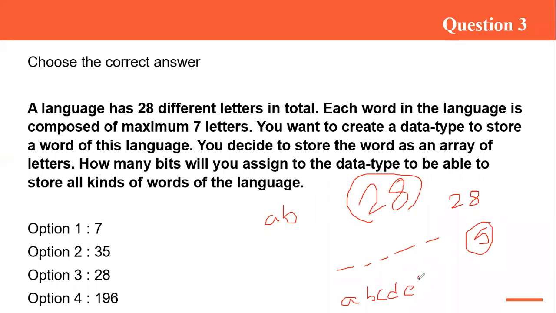Okay. A, B, C, D, E, F, 1, 2, 3, 6, 7, G. This is the word I'll tell that you have to store. Now for storing this word, how many bits do we need per letter? Maximum 5 bits. Like that, 5, 5, 5, 5, 5, you need 7 times. It's 5 into 7 bits we need.